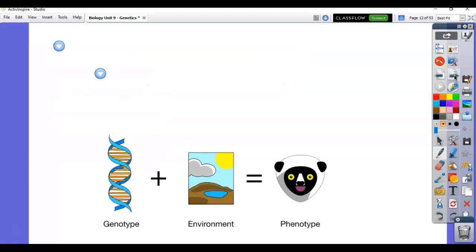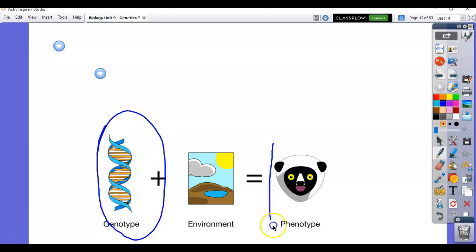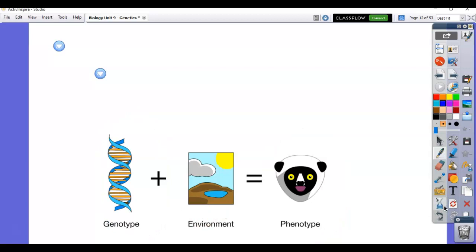Today we're going to talk about two new words, genotype and phenotype. Notice in this picture down below, genotype. What do you think genotype refers to? It refers to your genes, your DNA. Phenotype is what you look like, your physical appearance. And notice we have down here, genotype plus your environment equals your phenotype.